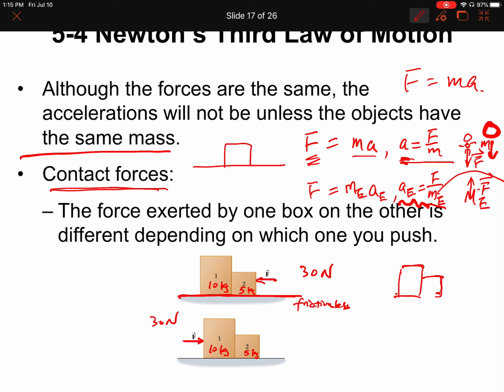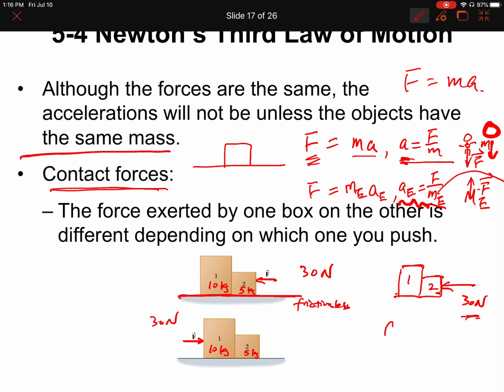So this is object 1, this is object 2. How many forces are there on the group of objects in the horizontal direction? This is 30 Newton. And then what is the acceleration of this? Well, that's the only force.